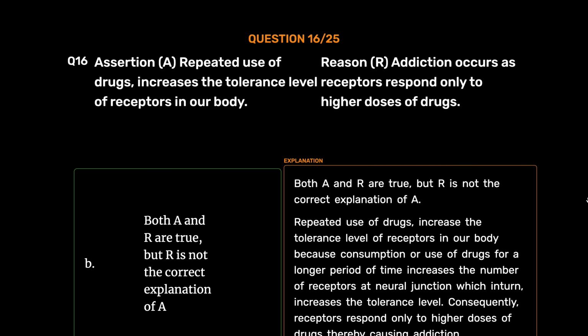Repeated use of drugs increases the tolerance level of receptors in our body because consumption or use of drugs for a longer period of time increases the number of receptors at neural junction, which in turn increases the tolerance level. Consequently, receptors respond only to higher doses of drugs, thereby causing addiction.